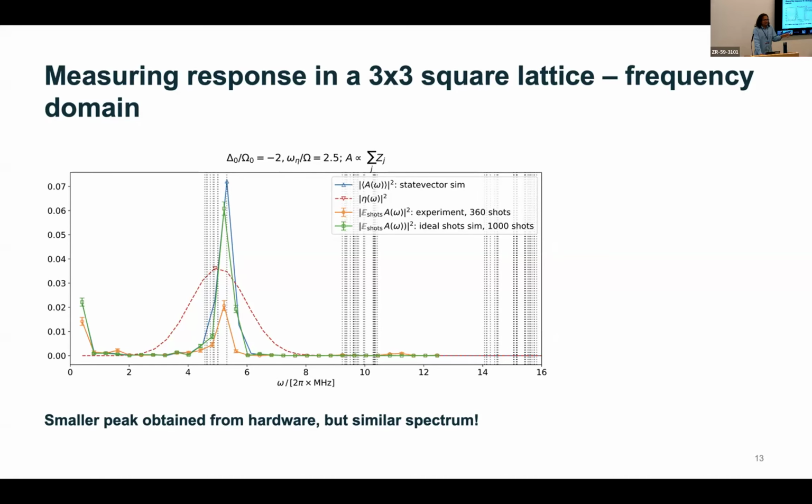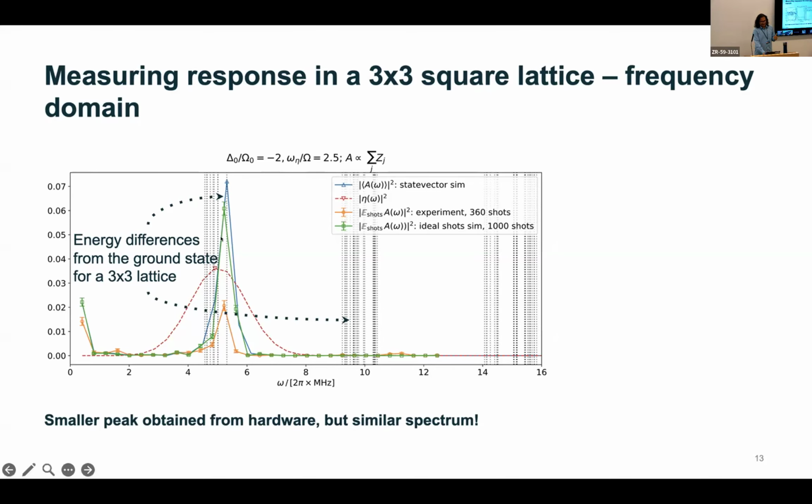So this was one particular example of this. So let's actually go back to our original idea. But before that, I want to say that using this method, we're actually probing some of the energy differences from the ground state for a 3x3 lattice. That's what these lines are. And we are able to find this particular resonance with our experiment.